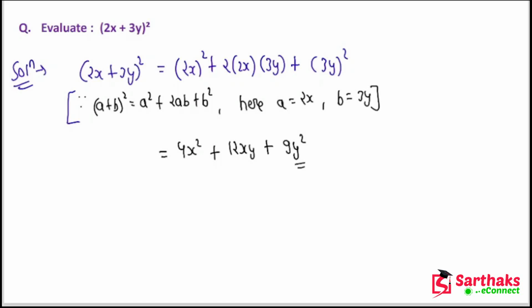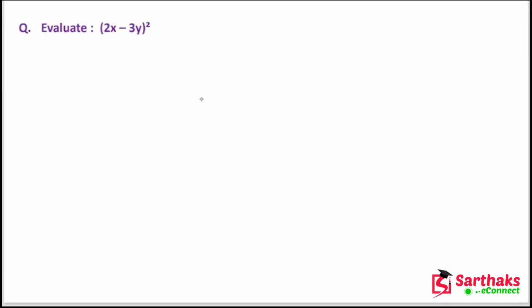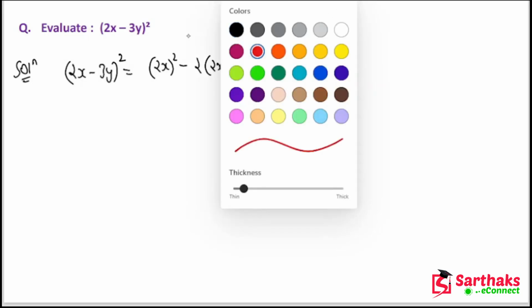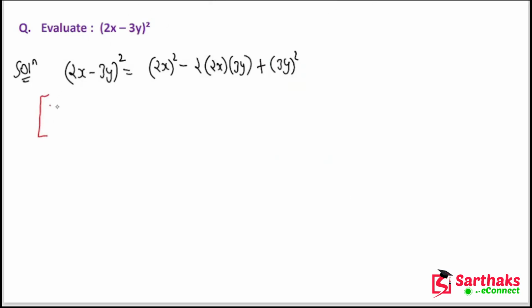Let us see the use of (a minus b) whole square. It is the same question, we have just put a minus over here. So let us solve it. Now (2x minus 3y) whole square would be a square minus, because there is minus, 2 into a into b plus b square. If you want to know what identity we have used and how we have used it, we can write, since (a minus b) whole square is equal to a square minus 2ab plus b square.